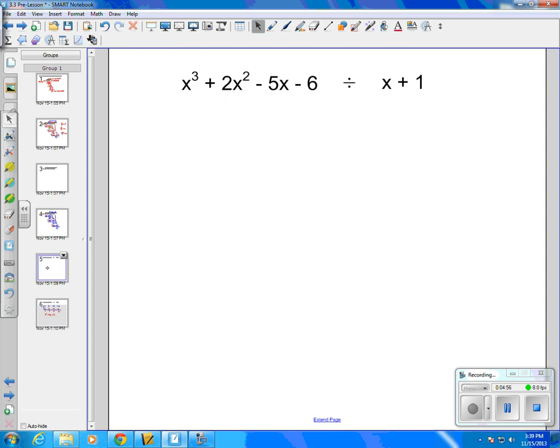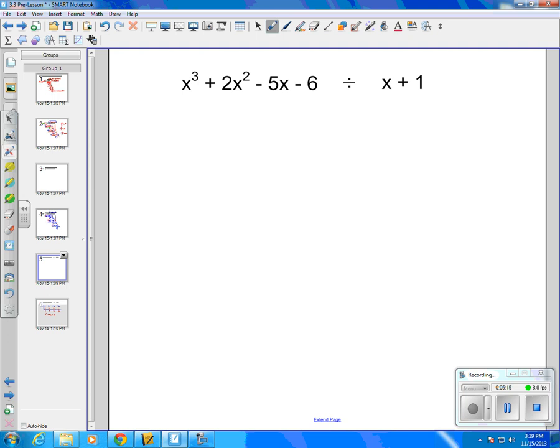The next type of division that we are going to look at is called synthetic division. Synthetic means fake, so it's kind of like division, but it cuts out a lot of the extra steps, to be perfectly honest. So as we look at a problem like this, we can use synthetic division.